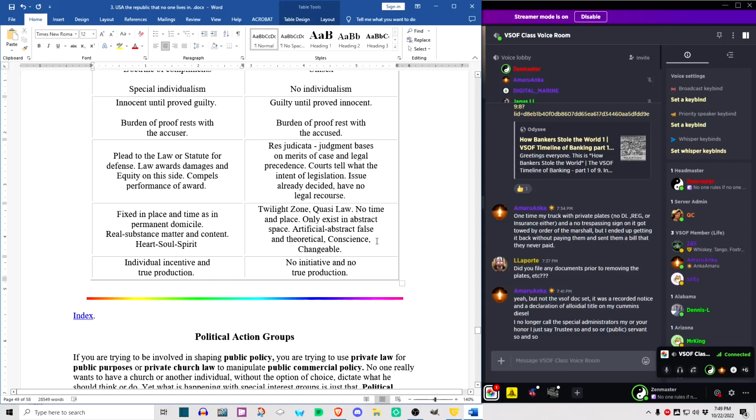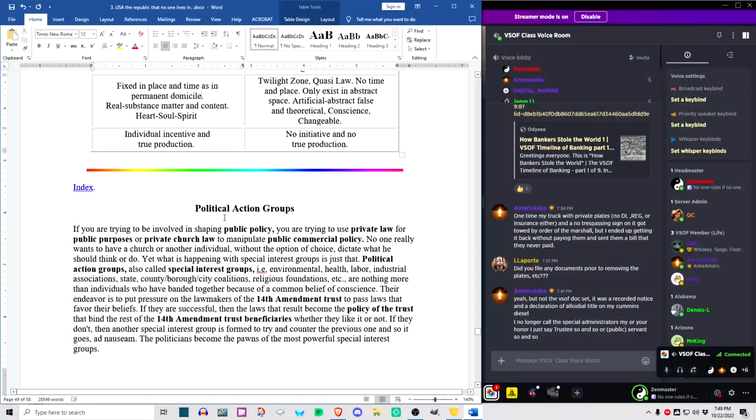Conscience. Changeable. Right? Again, this is the very important thing about that maxim of law that I said. Where truth exists, fiction of law may not exist. These things are like water and oil. You cannot mix these two. Over here, individual incentive and true production. Over here, no initiative and no true production because you're dealing with monopoly money. So here, okay, so that's the end of the chart.